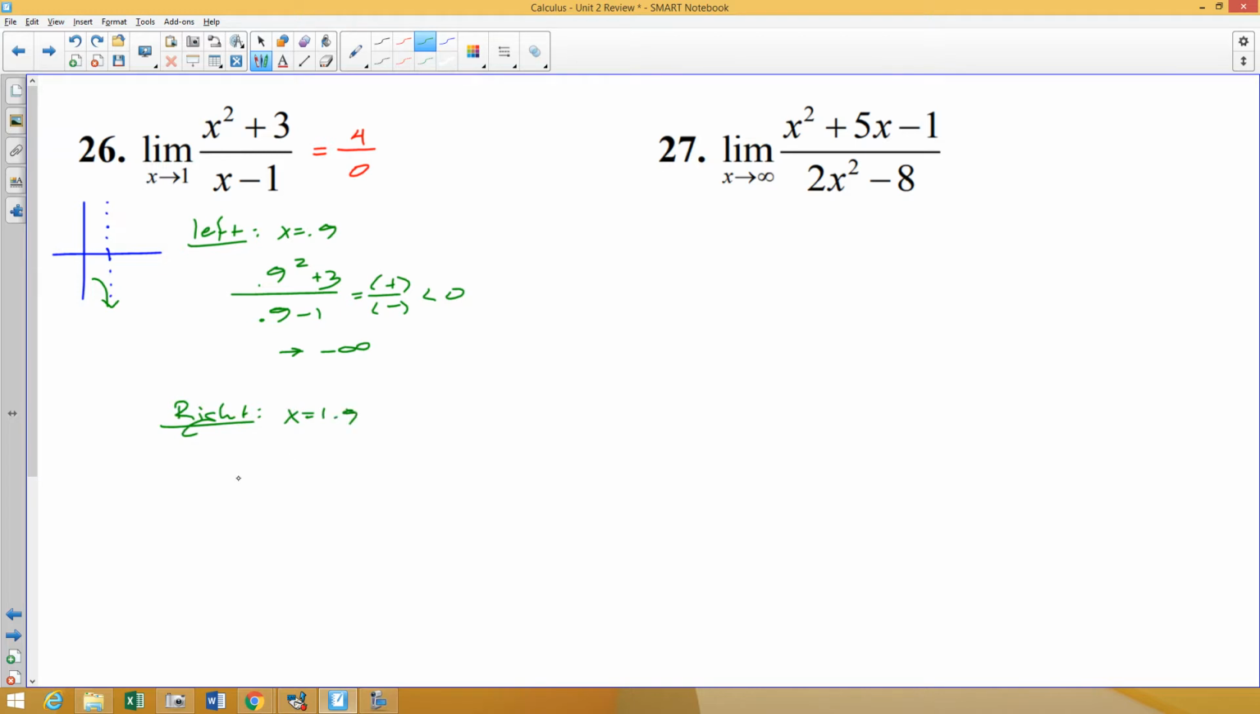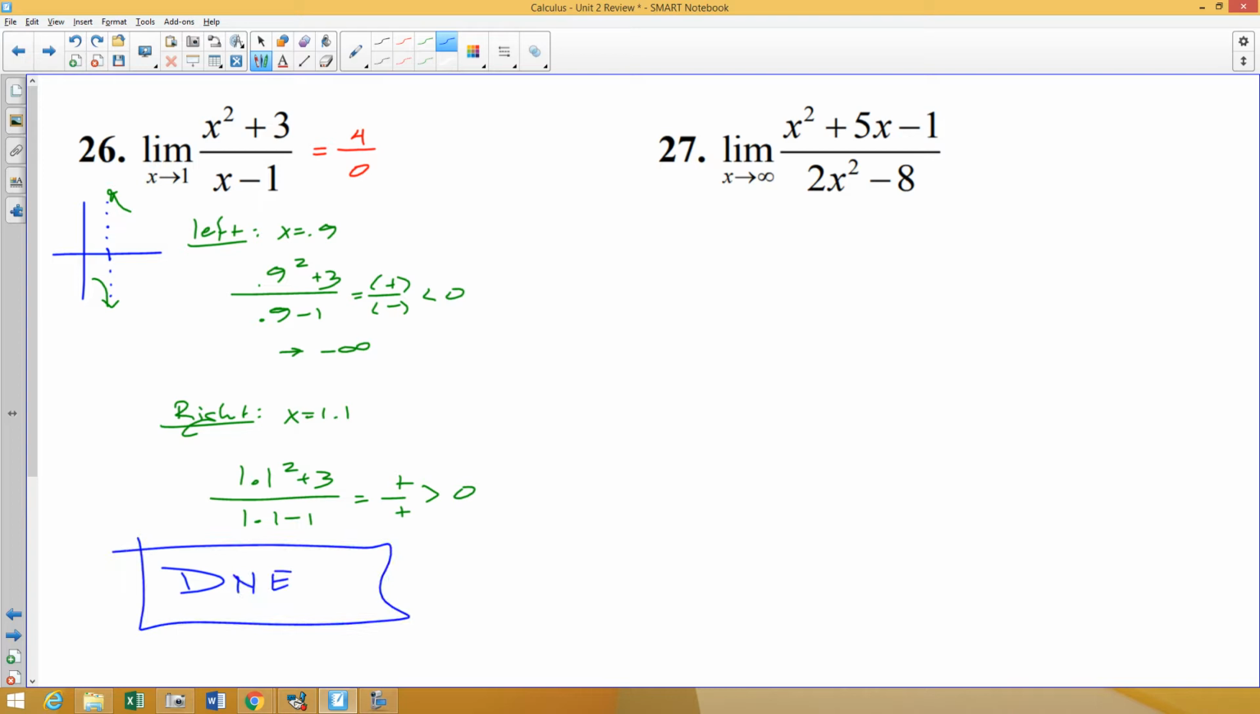And if I do that, 1.9, not 1.9, how about 1.1? 1.1 squared plus 3 over 1.1 minus 1. That gives you a positive over a positive, which is positive, which means the right side is actually going up. And since the left and right sides are going to different places, the answer is does not exist. Left and right are different, so the overall limit does not exist.